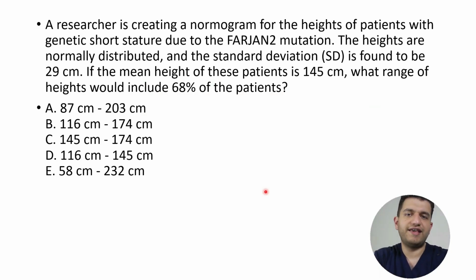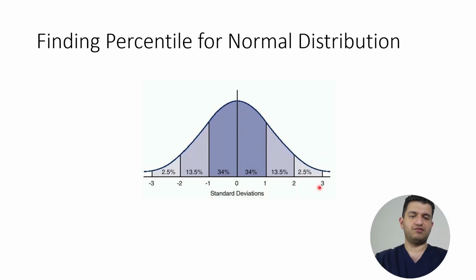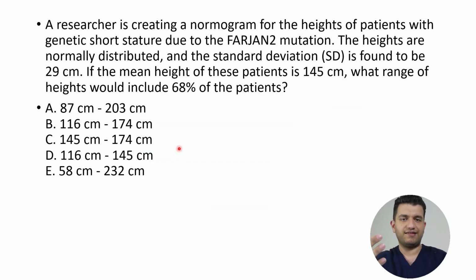A researcher is creating a normogram. This is a normogram. So it's a plot of normally distributed data of the heights of patients with genetic short stature due to this mutation. The heights are normally distributed, and the standard deviation is found to be 29. If the mean is 145, what range of heights would include 68% of patients?